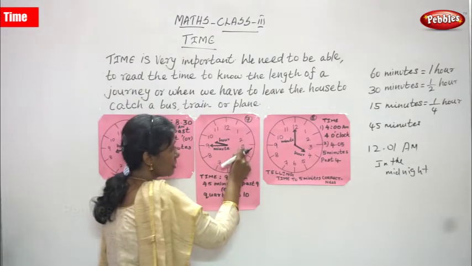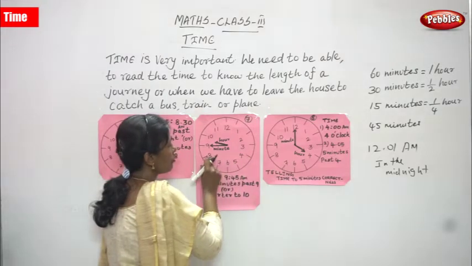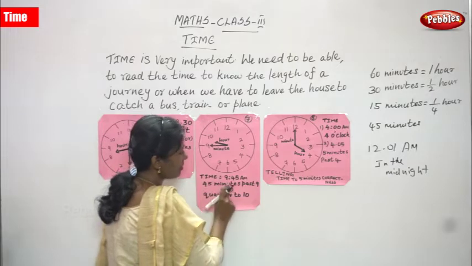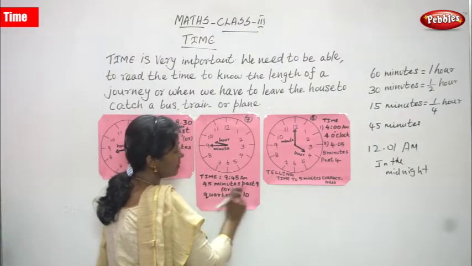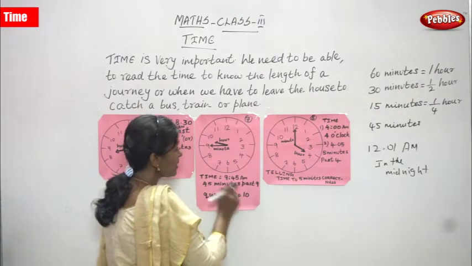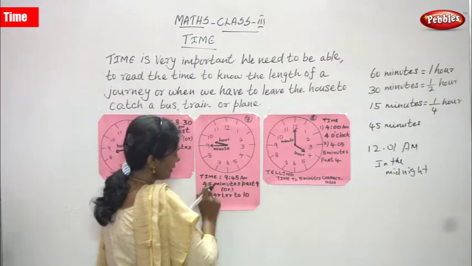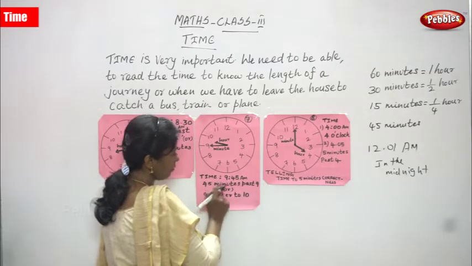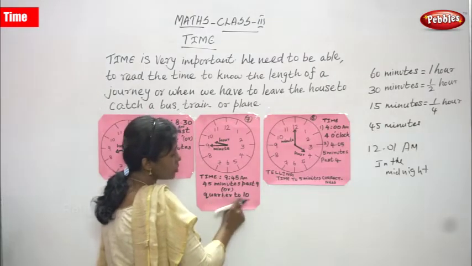So 5, 10, 15, 20, 25, 30, 35, 40, 45. That means 9:45 a.m., 45 minutes past 9. That is the reading time, or telling time. This is the writing methodology. This is 45 minutes past 9, a telling time, a reading time, or else quarter to 10 o'clock.